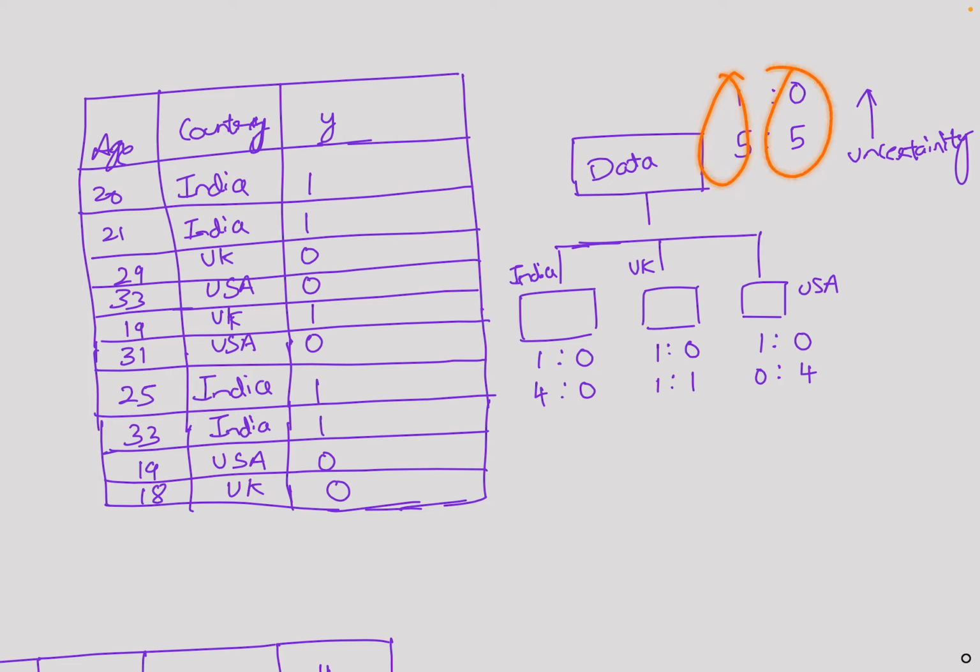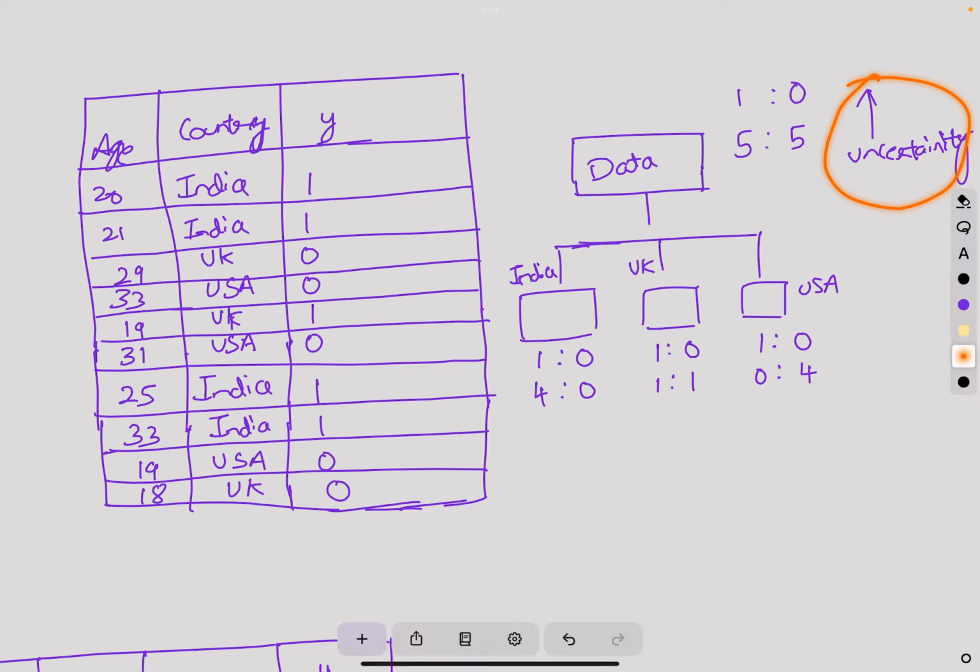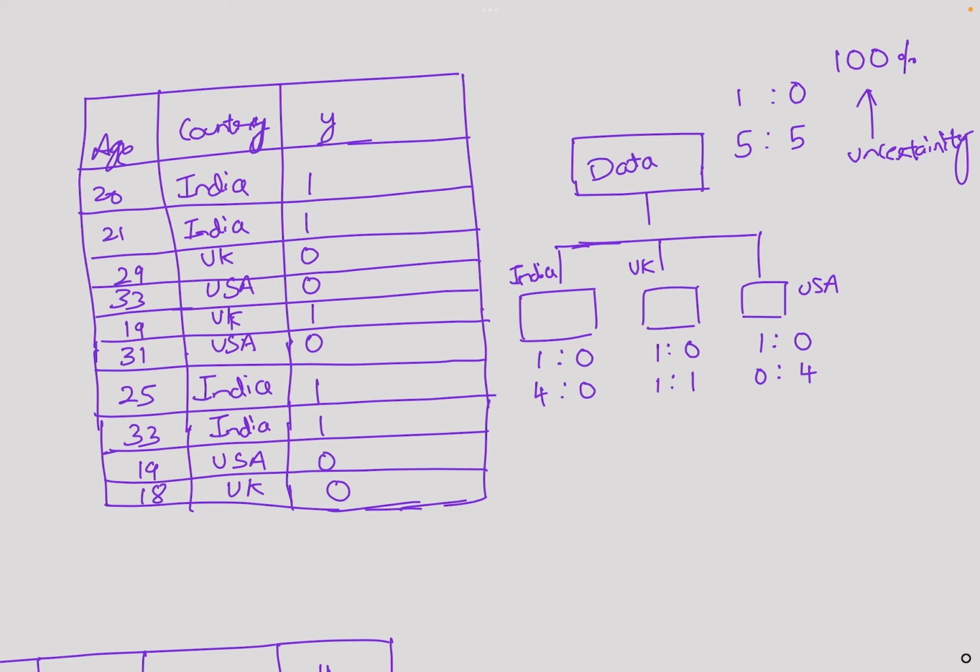So if I predict that given a random record, either a new record or the existing record, that either it will be class 1 or it will be class 0, my success probability is exactly 50 percentage. And I have two classes, which means the uncertainty is the highest, which is, in other words, exactly equal to 100%. I am 100% uncertain because the probabilities are equal for both the classes.